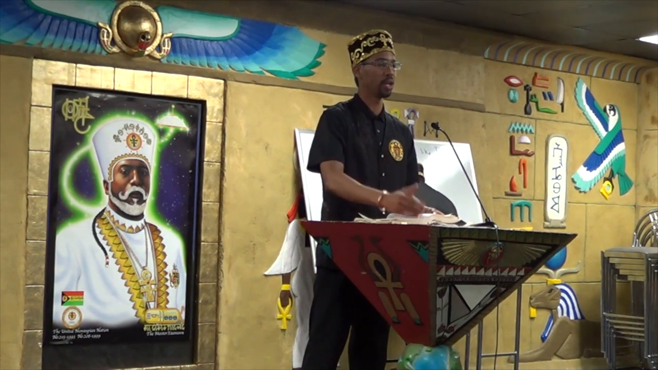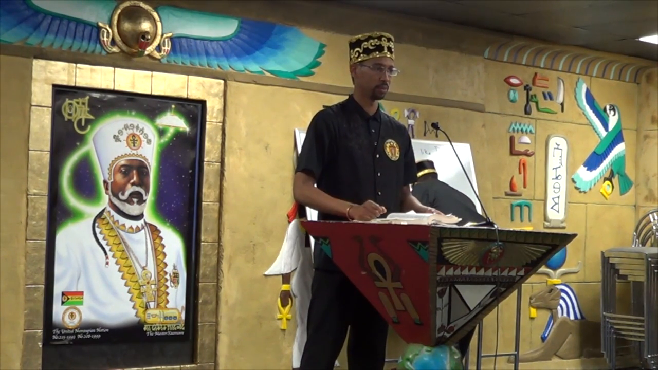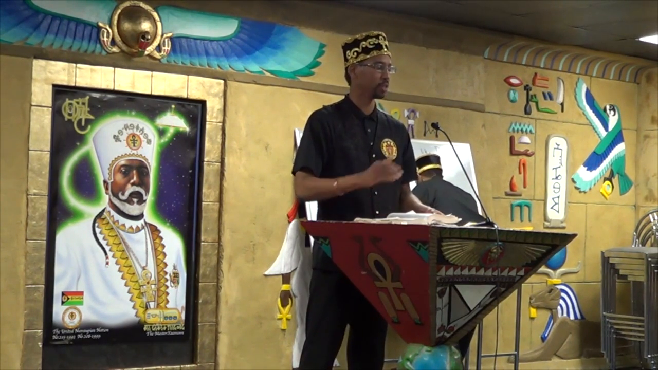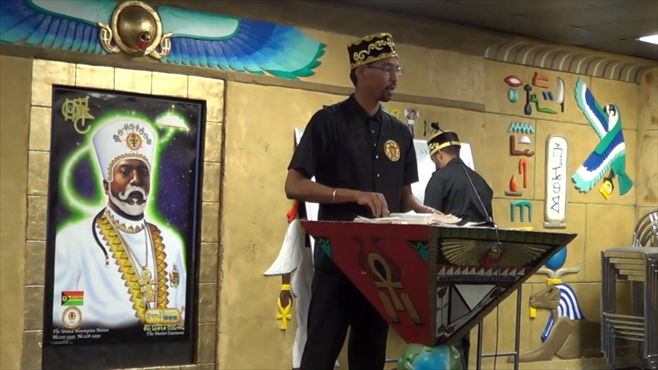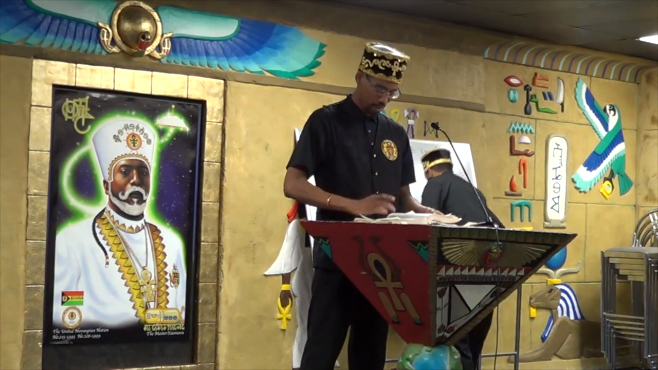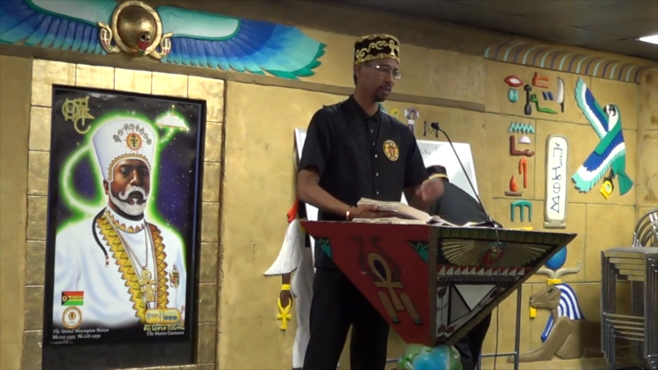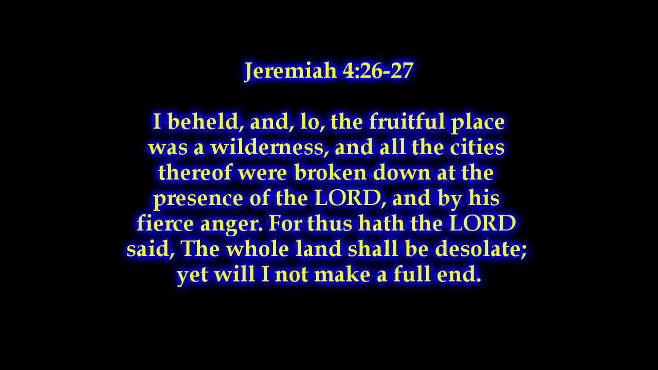Because when you look up the word in the Hebrew for man, you find the word ish and ishah for female. Don't believe me, check it out. Ish and ishah means male and female, right? But in this particular quote, it says, "I beheld, and there was no Adam," which means that was removed from Genesis. You can literally take this whole part and put it here and it'll fit right in. "I beheld, and lo, the fruitful place was a wilderness, and all the cities thereof were broken down at the presence of Yahweh and by his fierce anger."